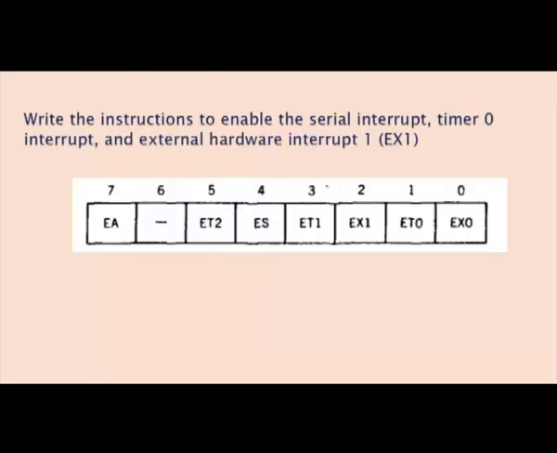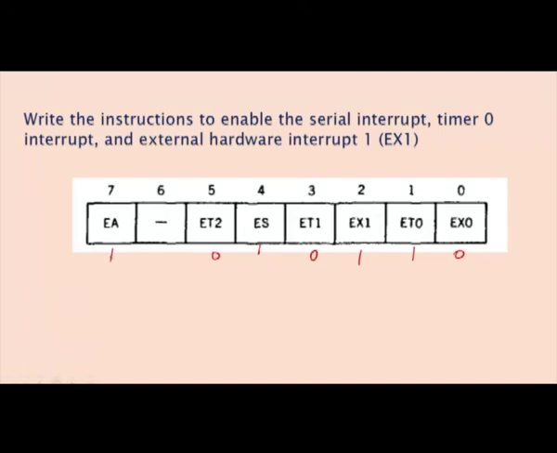Now, one simple program: write the instructions to enable the serial interrupt, timer 0 interrupt and external hardware interrupt. How can you write it? The serial interrupt should be 1, then timer 0, then external hardware 1. So, these are the bits to be 1, and the remaining are 0.